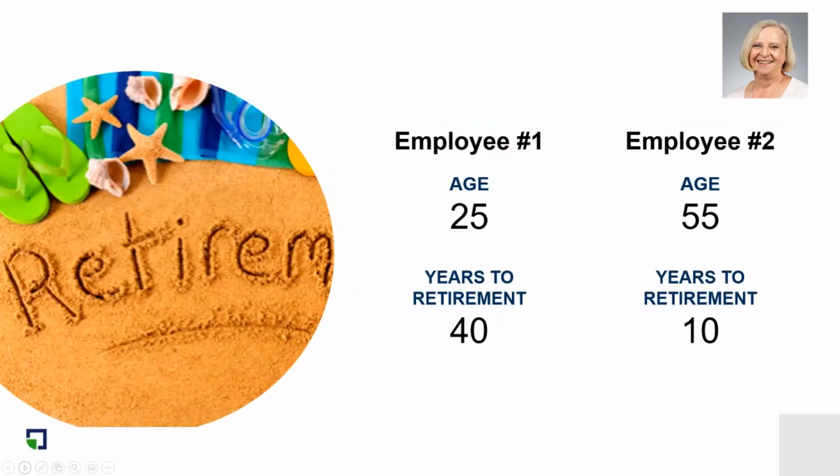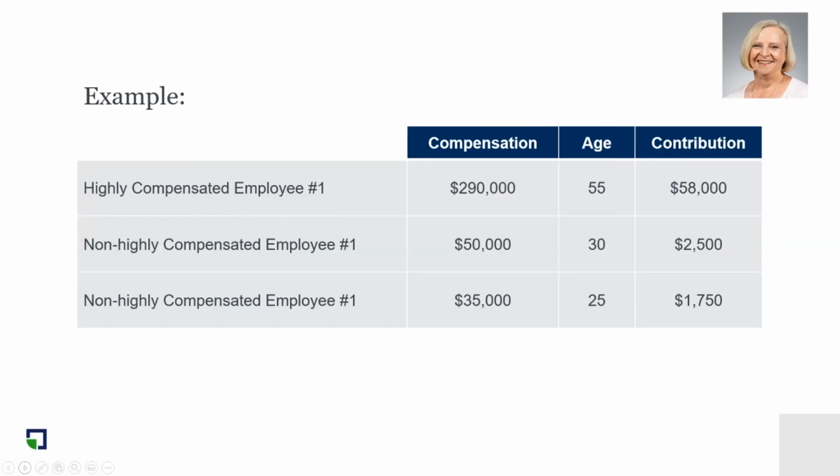Employee number 1, age 25, and retirement date in all of these allocation tests is age 65. So this particular employee, number 1, age 25, has 40 years to retirement. But notice employee number 2 only has 10 years because of his age. So here's an example. Next slide, please. Here's an example of what a contribution allocation formula could be based on these age groups.